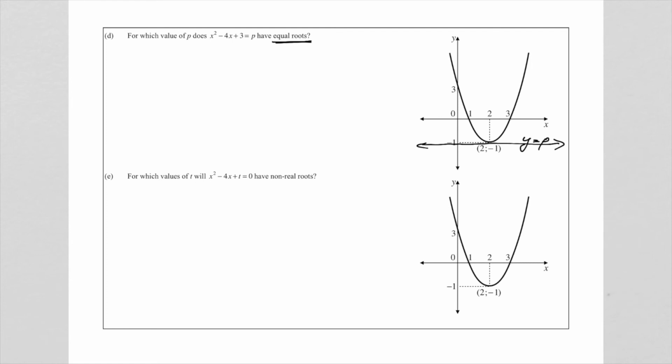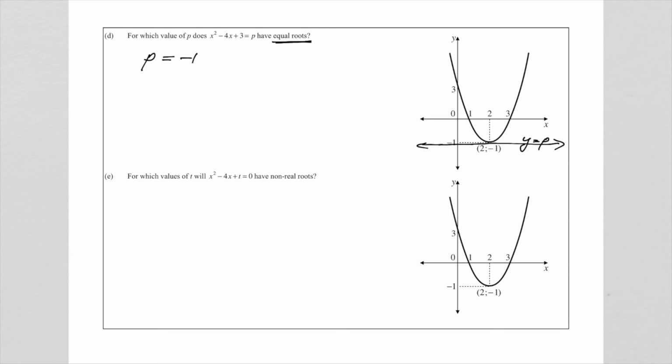And I think it's quite clear that the value of p will be -1. And we can write it down that p will be equal to -1. Please take note, it can't be greater than -1, because then we get two roots. It can't be less than -1, because then we get no roots. It must be equal to -1.